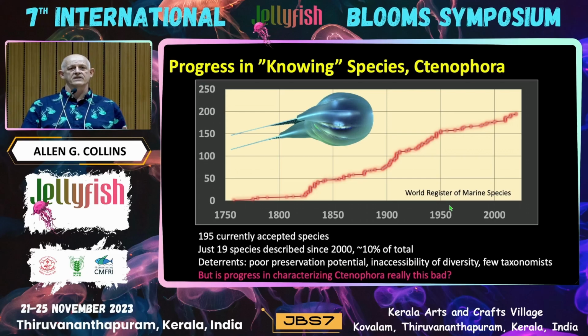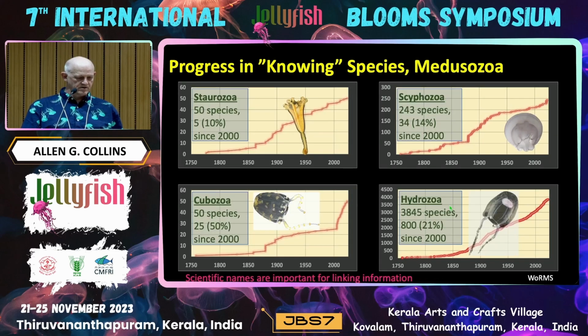Comb jellies are notoriously bad preservers, so they don't wind up in museums very much. They can break down very quickly after you collect them, so you might recognize something as new, but then not be able to document it fast enough because many of the diversity is in the deep sea. It's relatively inaccessible. And of course, for all of these groups, we have a relative lack of taxonomic effort. We don't have enough taxonomists. We know there's a lot of diversity out there to still describe. But is progress in characterizing ctenophores really that bad, that we've only made incremental progress? I'll argue that we're getting there faster.